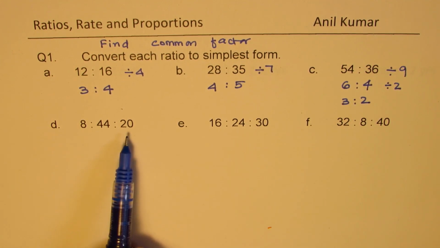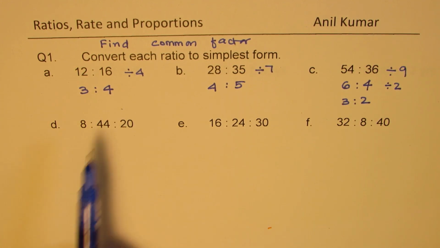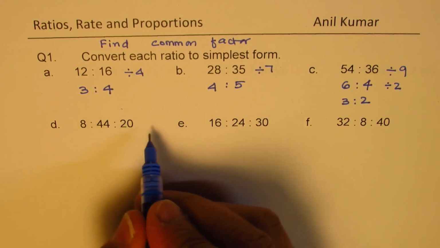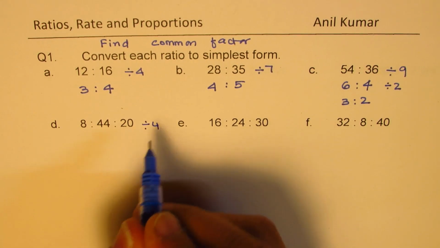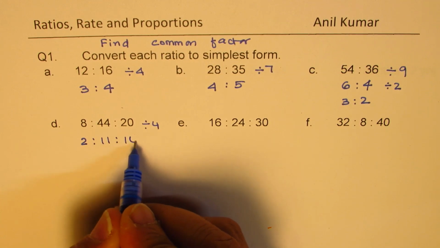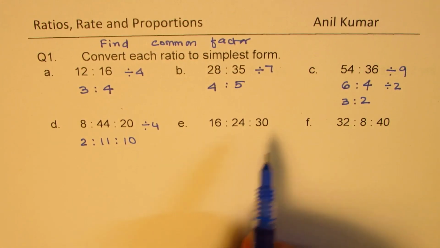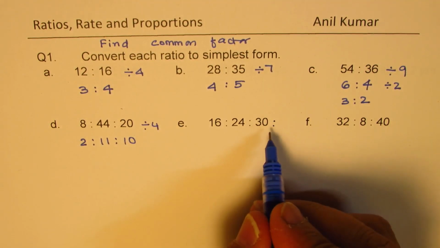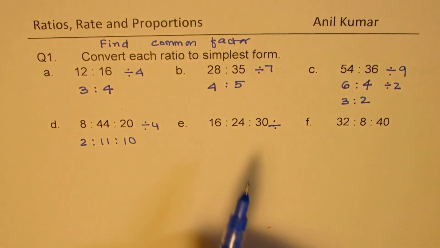Now when we have 3 terms in a ratio, the same strategy is to be adopted. Now here we could divide by 4, right? So dividing by 4 is the first step. Next, 24:11:10. In this case, you could divide by what? So this is what you need to figure out, right?